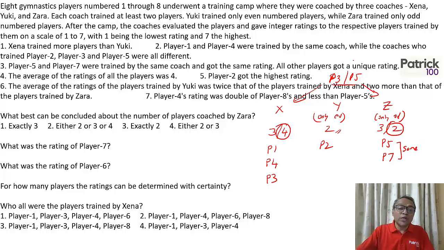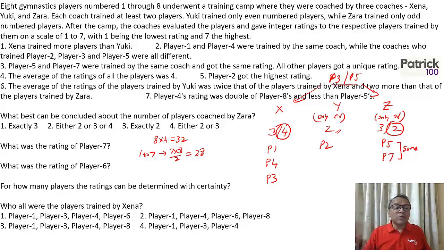All the other players got unique, different ratings. The average rating of all was 4. Remember the 8 players? So 8 into 4 is 32. Now assuming 7 players have got different ratings, 1 to 7, the total rating becomes 7 into 8 upon 2, which is 28. Which means the extra player has got 4.